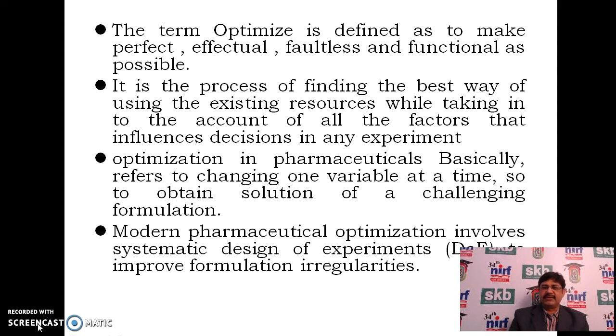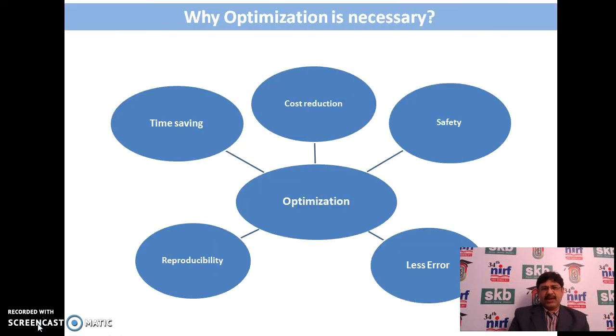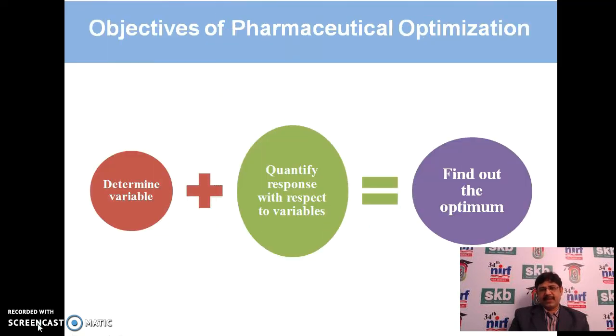Optimization in pharmaceuticals basically refers to changing one variable at a time to obtain the solution for challenging formulations. Modern pharmaceutical optimization involves systematic design of experiment, we generally call this DOE, to improve the formulation irregularities. Now, why is optimization necessary? Basically, it helps in cost reduction, safety, less error, time saving, and reproducibility. The basic objective of pharmaceutical optimization is to determine the variable, then to quantify the response with respect to the variable, and last we find out the optimum.